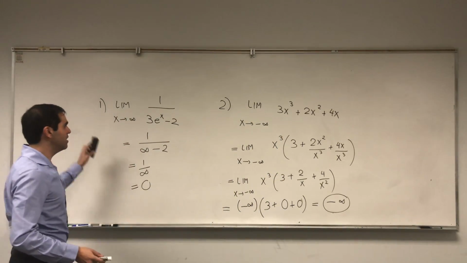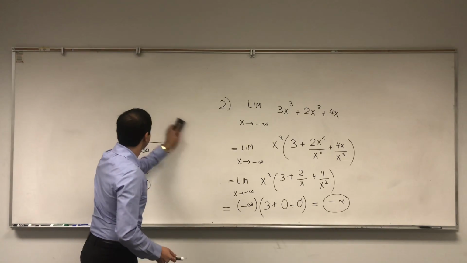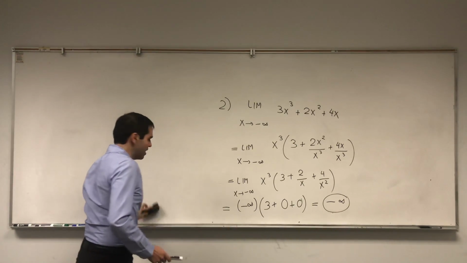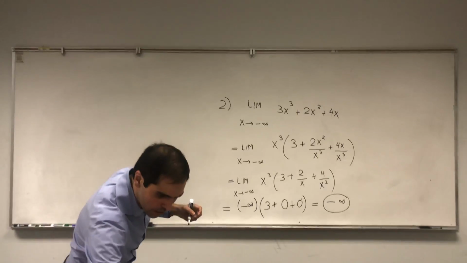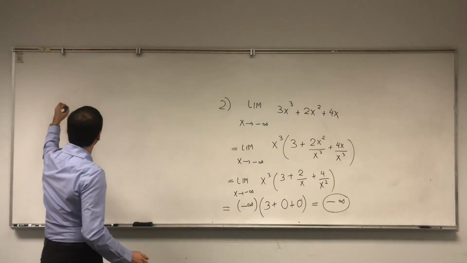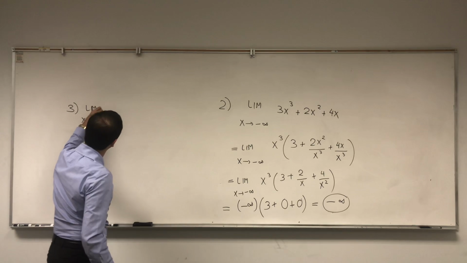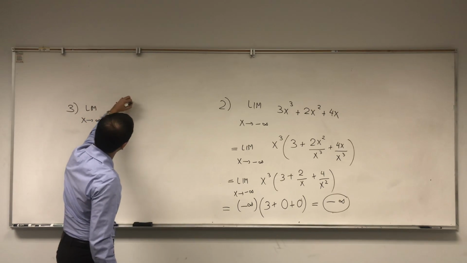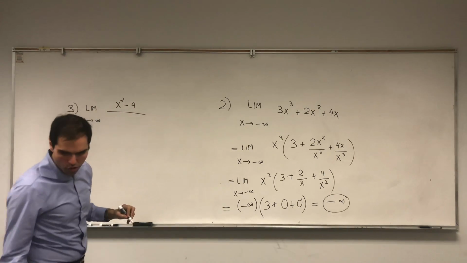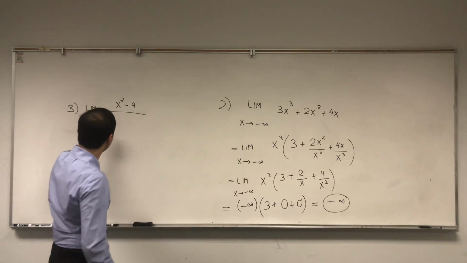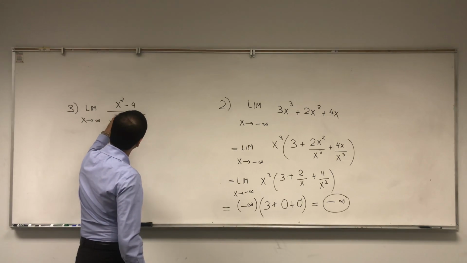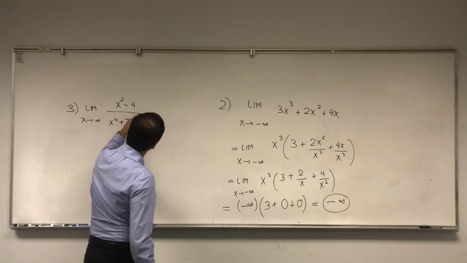And well, you may ask, what about ratios? So let's try to deal with this example. Limit as x goes to infinity of x squared minus 4 over, I think, x to the 4th plus 3x squared plus 1.